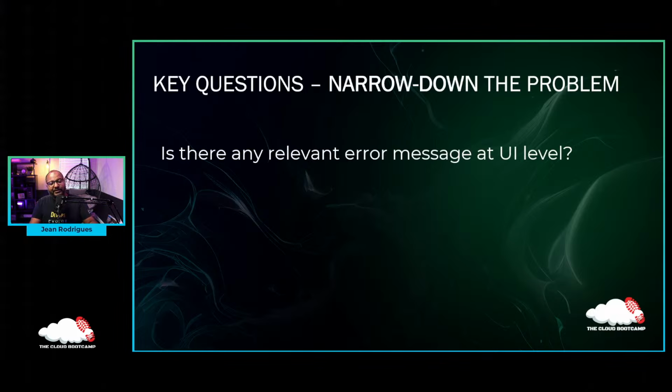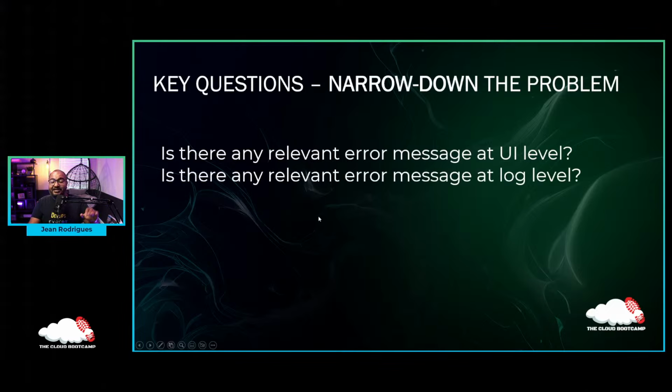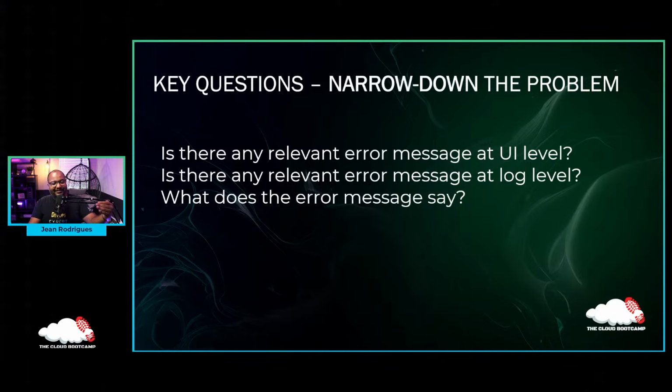And there are some questions that you can ask yourself so that it can help you to narrow down the problem. Number one in here is, is there any relevant error message at the UI level? Maybe you are there in the Cloud Console and you're looking at, let's say, the database service, and you think that there's a problem in the database layer, but is there any error message at the UI level? If there is not, then is there any relevant error message at the log level? Because the logs are going to give you more information. And then you keep asking these questions.